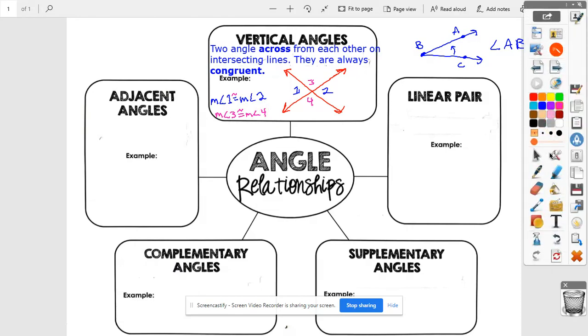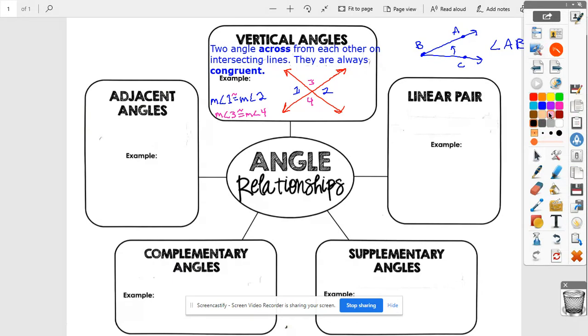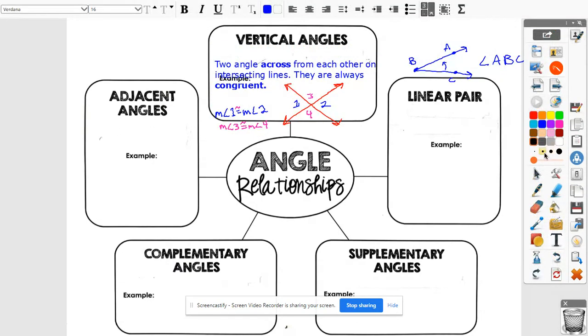Okay. So the biggest thing here, we have to have the intersecting lines. And when the angles are across from each other, we call those vertical angles. Vertical angles are always congruent. Okay, so the next relationship that we're going to talk about is adjacent angles.